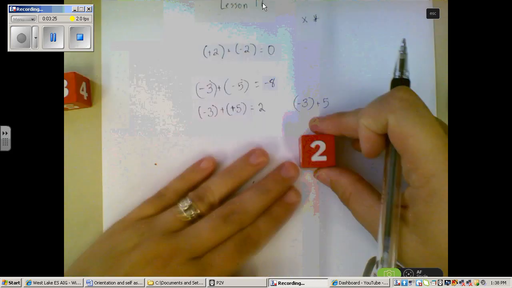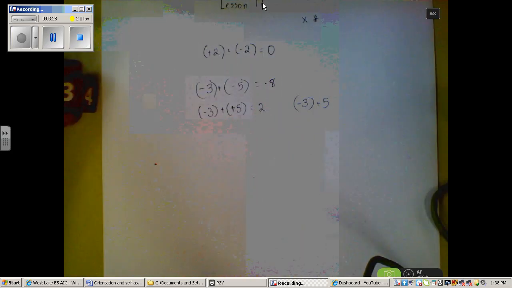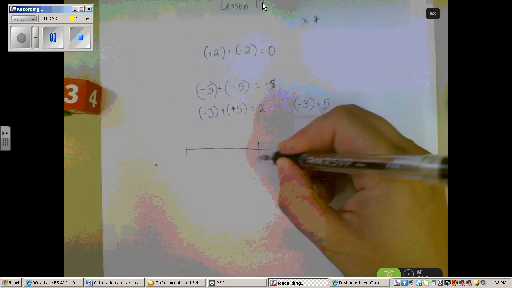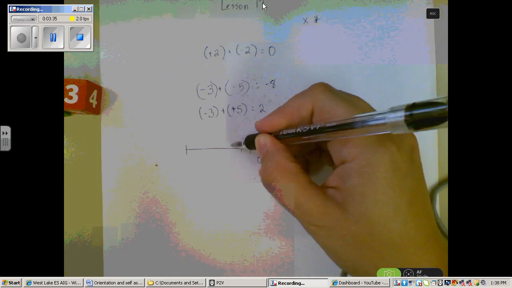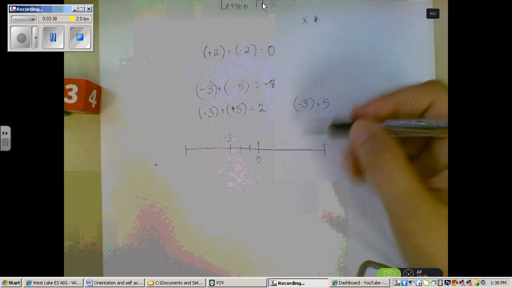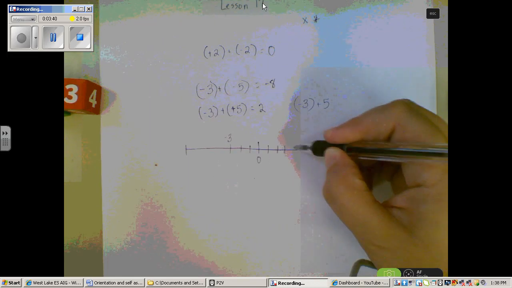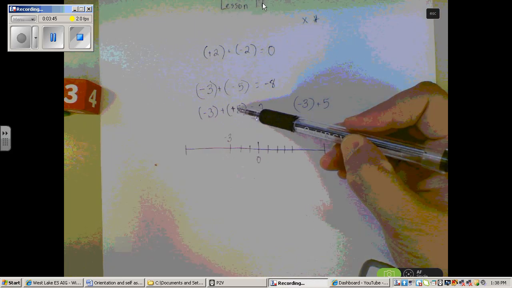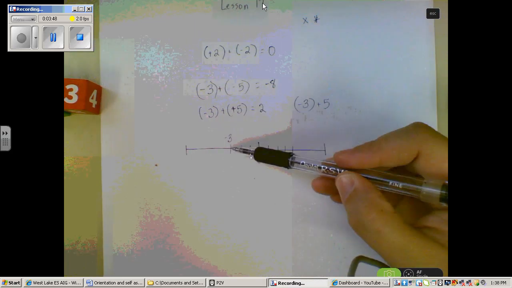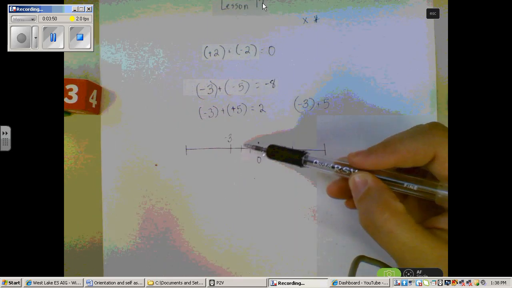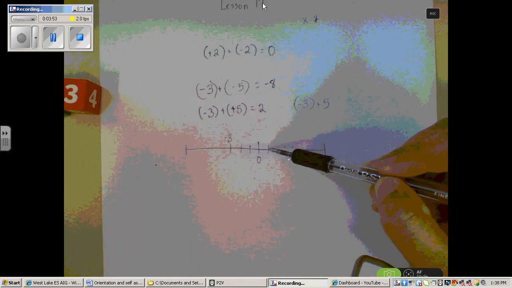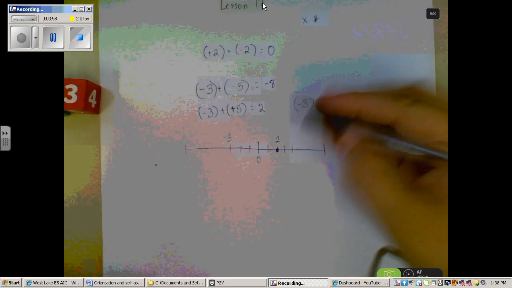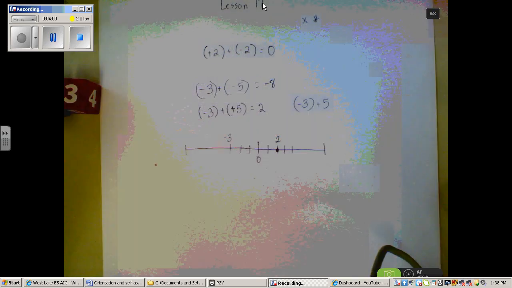Or you can think about it in terms of a number line. So here's 0. Here's negative 3. If I have negative 3, and I'm going to add 5, I'm just going to start counting at negative 3. 1, 2, 3, 4, 5. And I end up at 2, your answer. Let's try another one.